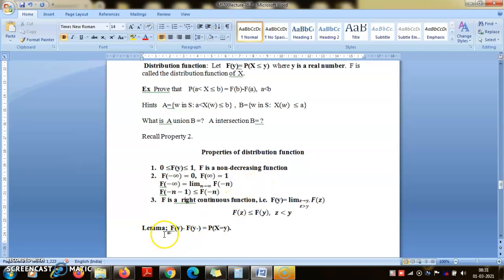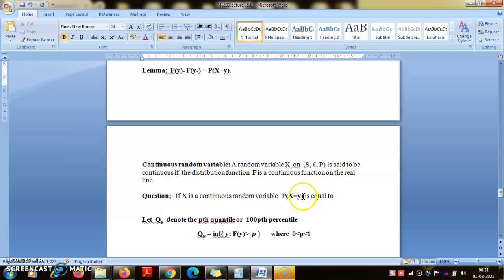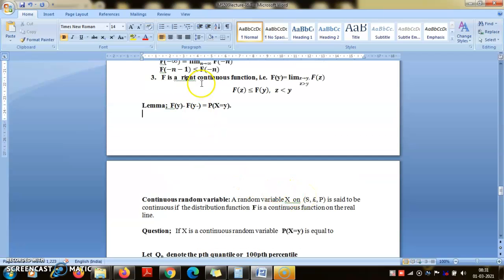Now I will leave this one here. You need to prove that fy minus, this is the left limit at y, is equal to the probability that x equals y. Now here also you will need the finite additive property. And one last hint: what will be the probability that x equals y when x is continuous?